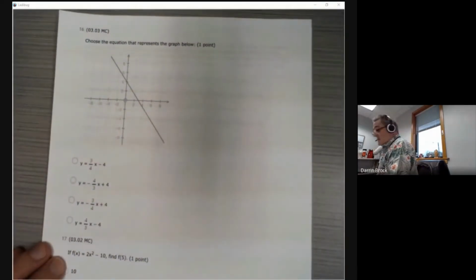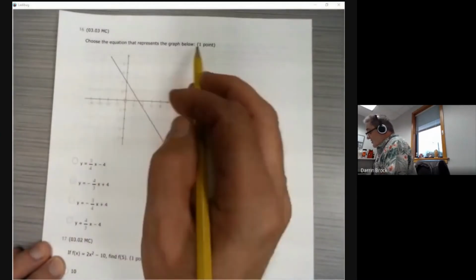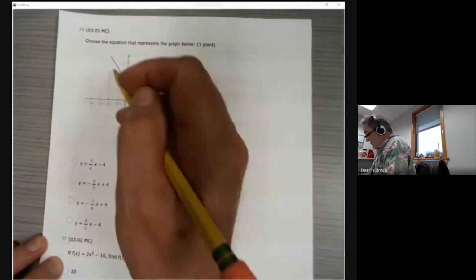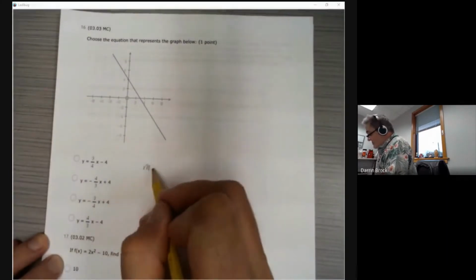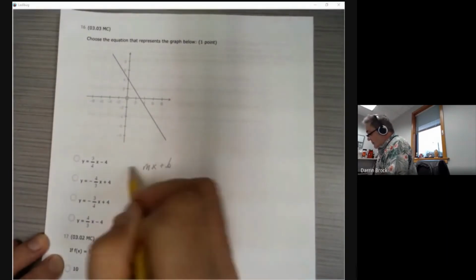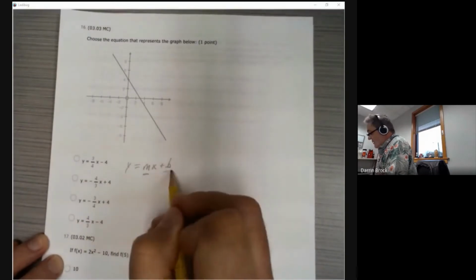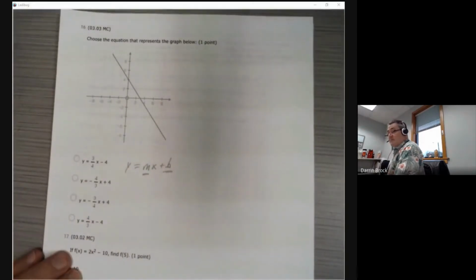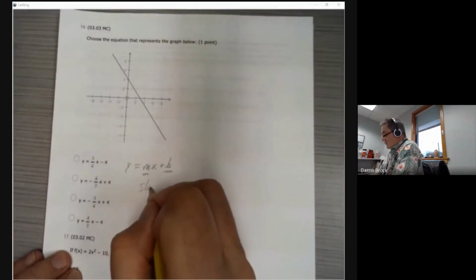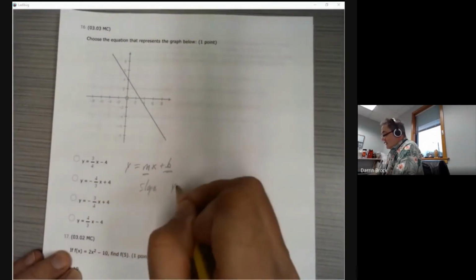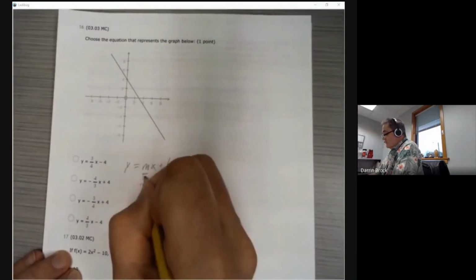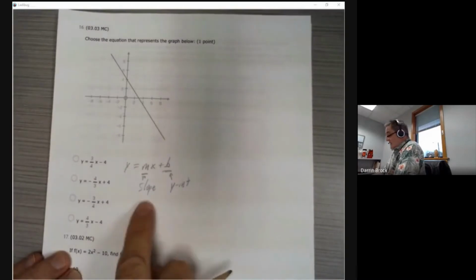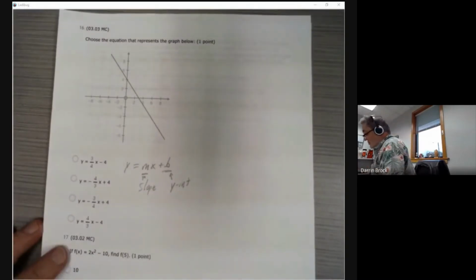So let's look at this one. Choose the equation that represents the graph below. Okay, so we have this graph, and we have 4 equations that are in the y equals mx plus b form, right? M is slope, b is y-intercept. Okay, hope you remember that. That was back in junior high, middle school. The m is the slope, b is the y-intercept.